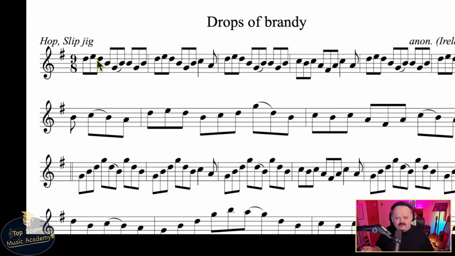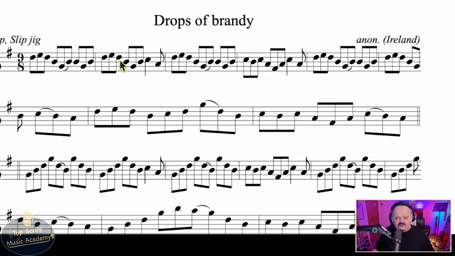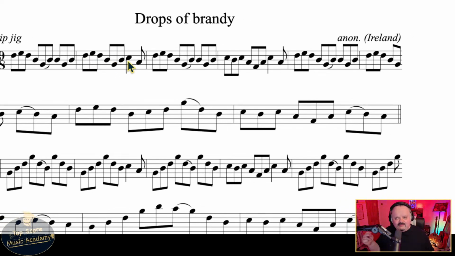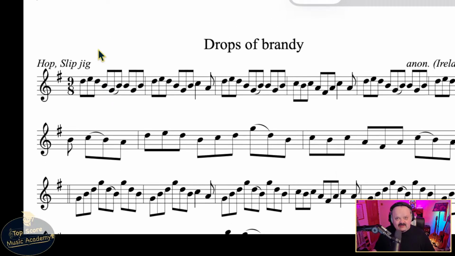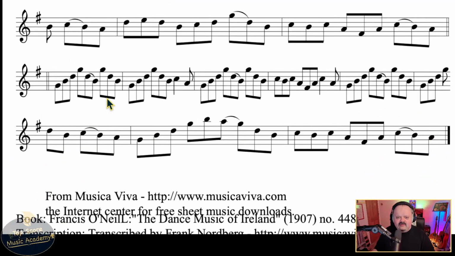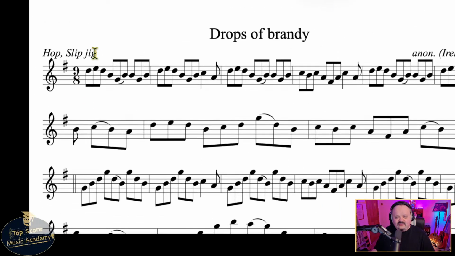Ba ba ba ba ba ba ba ba ba. 1, 2, 3, 4, 5, 6, 7, 8, 9. So you do hear 3 beats per bar, but each beat is split into 3. Is there a bit that I missed? No, that's it. Okay. So yeah, hop jig or slip jig.